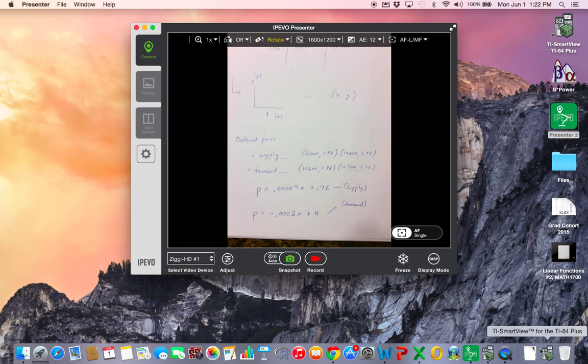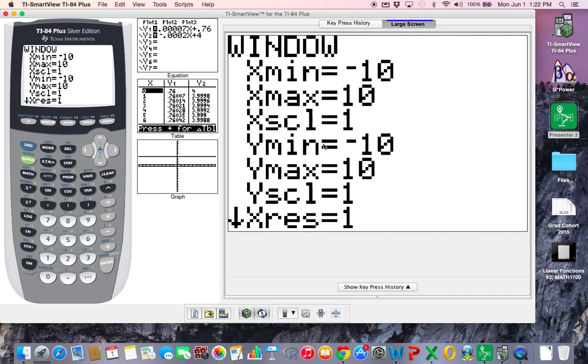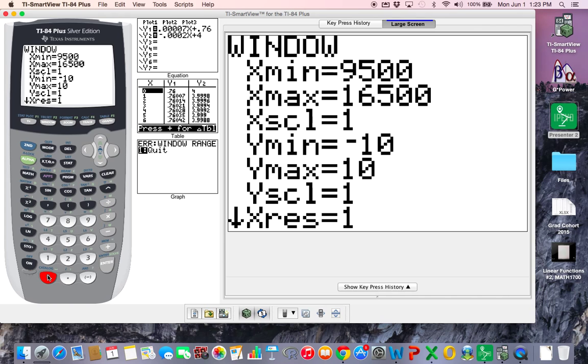So when I set up this window to make it work for my problem, my minimum x I'm given in this problem was 10,000, so I'm going to come just a little bit below that. Say something like 9,500. My maximum x that I have in this problem was 16,000. Since I came 500 below the minimum, I'm going to be consistent and go 500 above the maximum. Guys, x scale will always be 1.